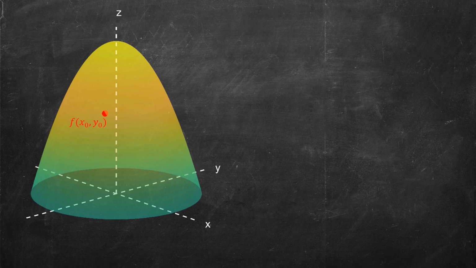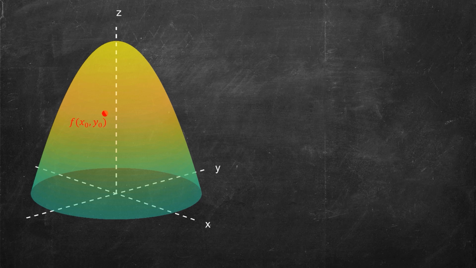In this video, we're going to talk about how to take partial derivatives. And I want to begin with looking at the graph of a function f of x and y. And I put a particular point on this function, the point f of x naught, y naught, some point that lives on the graph of this function.